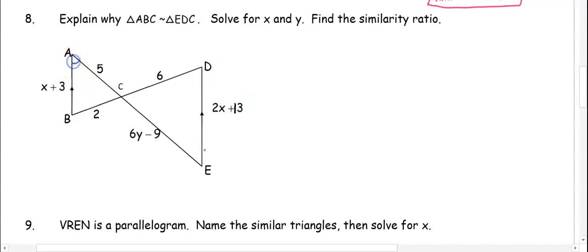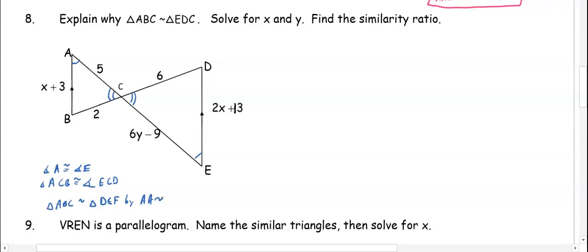Because of the parallel lines, we would know that angle A is congruent to angle E because alternate interior angles are congruent. We can also use our vertical angles. So angle ACB is congruent to angle ECD. So we now know that triangle ABC is similar to triangle DEF by angle-angle similarity.